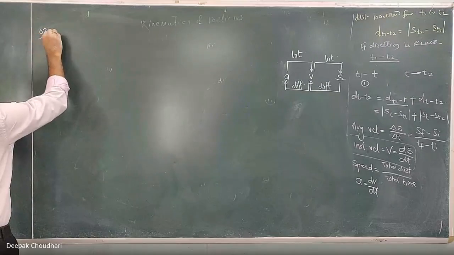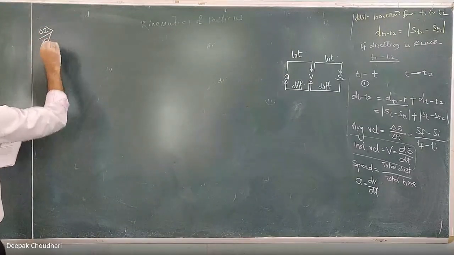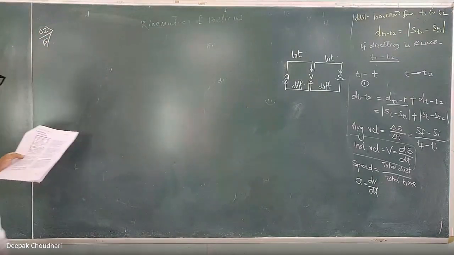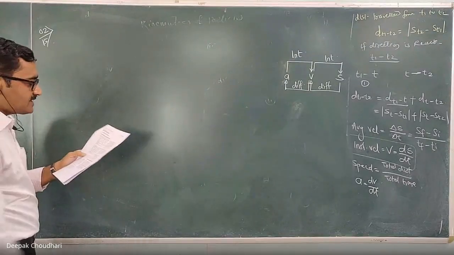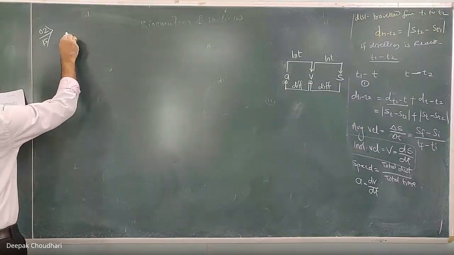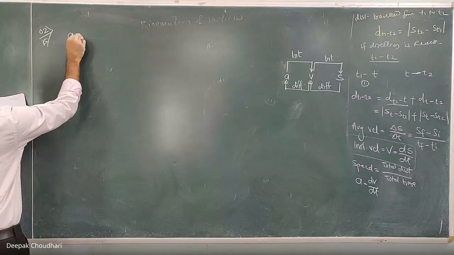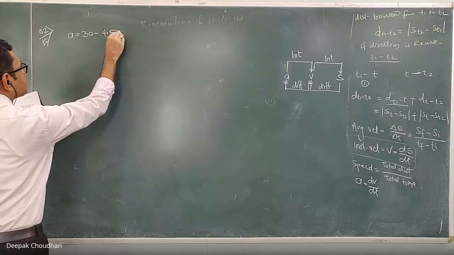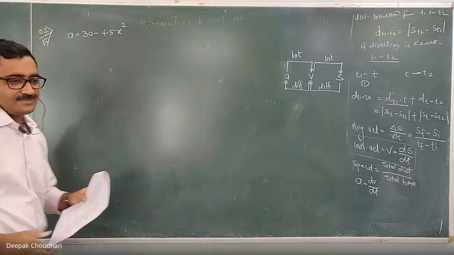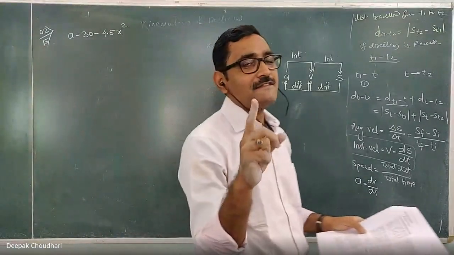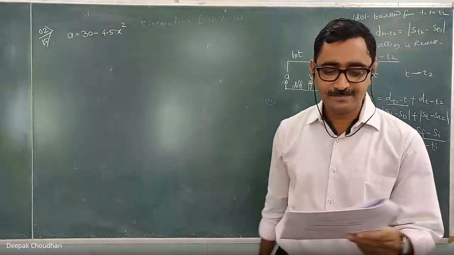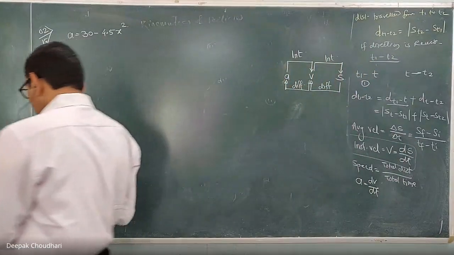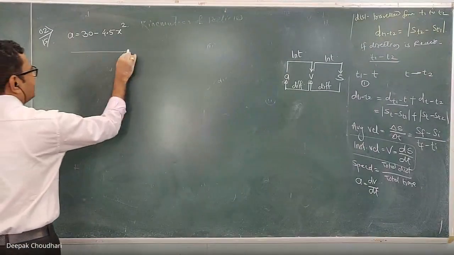Second question, this is question number 2, page number 15. What is given? The acceleration of a particle moving along a straight line is represented by the relation a equal to 30 minus 4.5x square. Here x is the displacement. Here acceleration is given as a function of displacement. The particle is moving along the straight line.